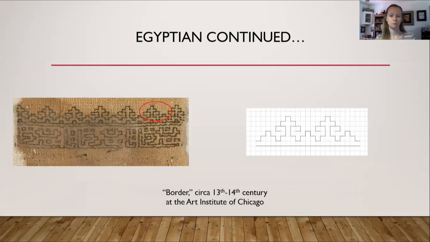This is an Egyptian border. It's from about the 13th or 14th century. It is currently located at the Art Institute of Chicago. And the pattern that I interpreted is inside the red circle, and it's at the top of the picture on the left-hand side, and the interpreted pattern is on the right.